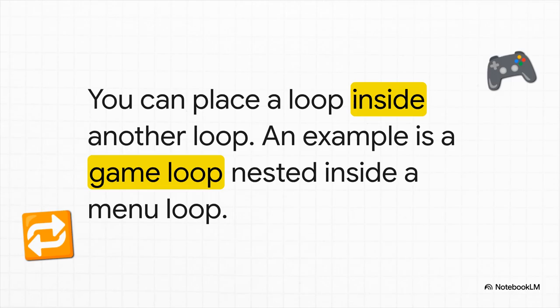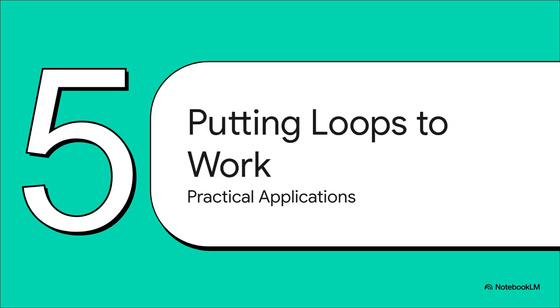And this is where things can get really wild, in a good way. You can put loops inside of other loops. We call these nested loops. This is an absolutely crucial technique for more complex jobs like working with grids or tables of data. A classic example is in a video game where you might have the main gameplay loop running inside of a bigger main menu loop.